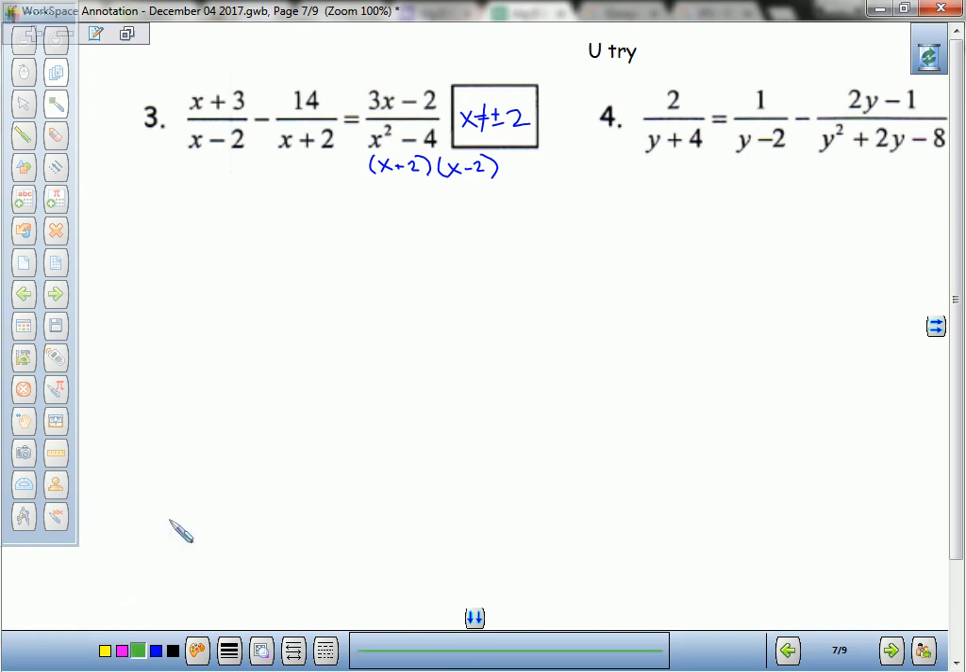All right, so now we've got that set up. We need to go ahead and multiply each one of these by x minus 2 times x plus 2. And then we're going to cancel. So the x minus 2's cancel, the x plus 2's cancel, and everything cancels.